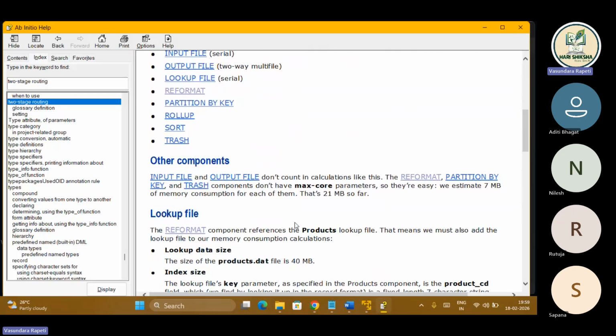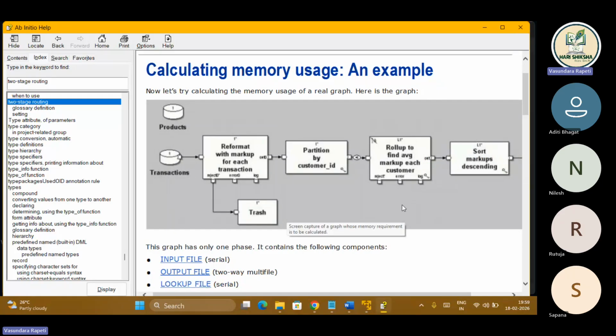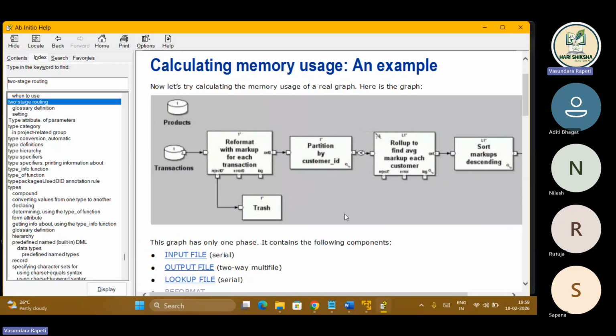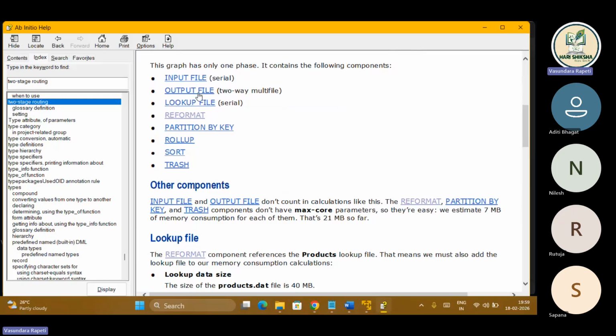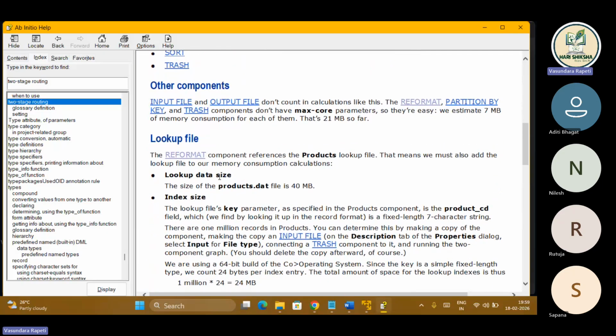So this is one graph having a lookup, having a format component, then rollup and sort, and then an output file. These are the components used. So what is the memory occupied? What is the size of the lookup?